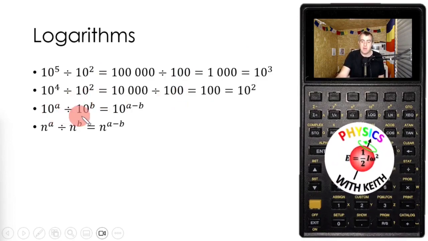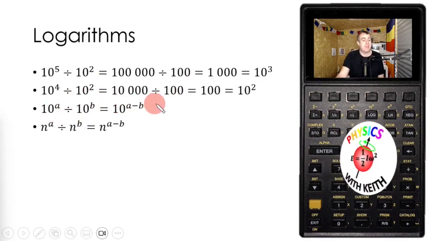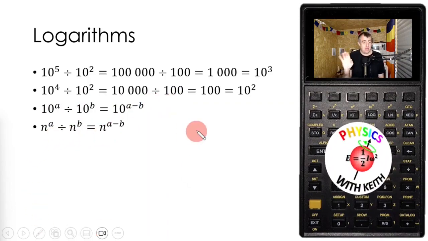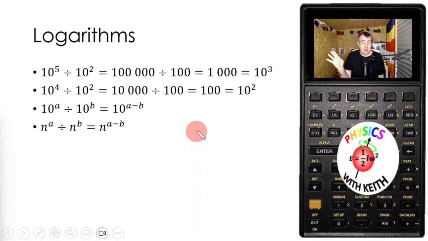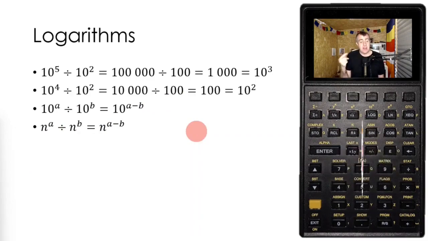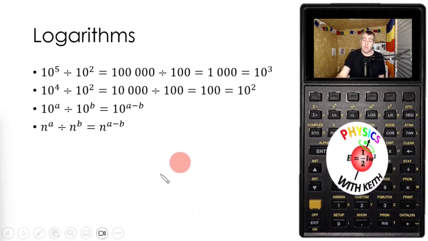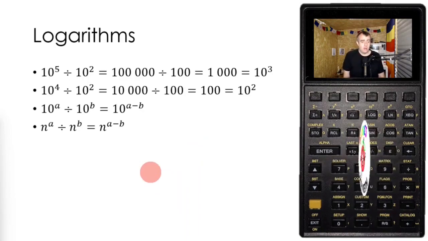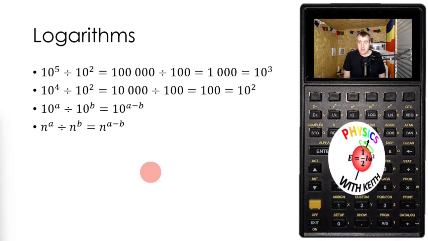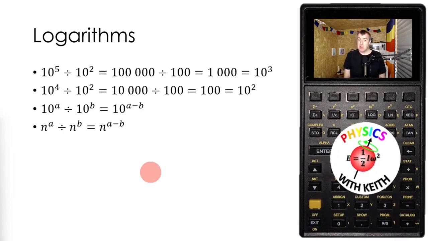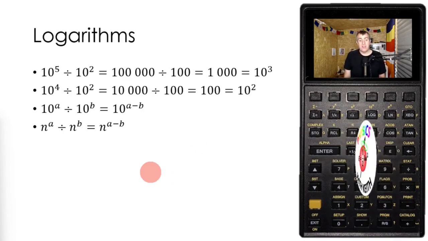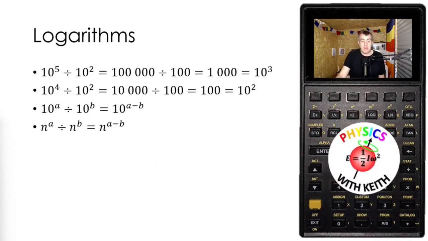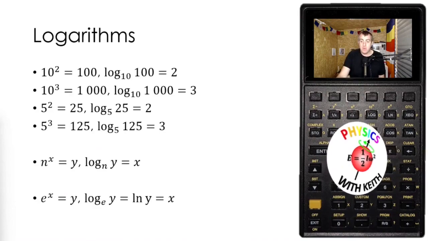10 to the power of A divided by 10 to the power of B is 10 to the power of A subtract B. Or more generally, it doesn't have to have a base 10, it could be any base. n to the power of A divided by n to the power of B is equal to n to the power of A minus B. Now some people will be saying, no, these aren't logarithms, these are the laws of indices. But it's the same thing. Logarithms are just another way of writing the same thing, writing numbers in a different way.